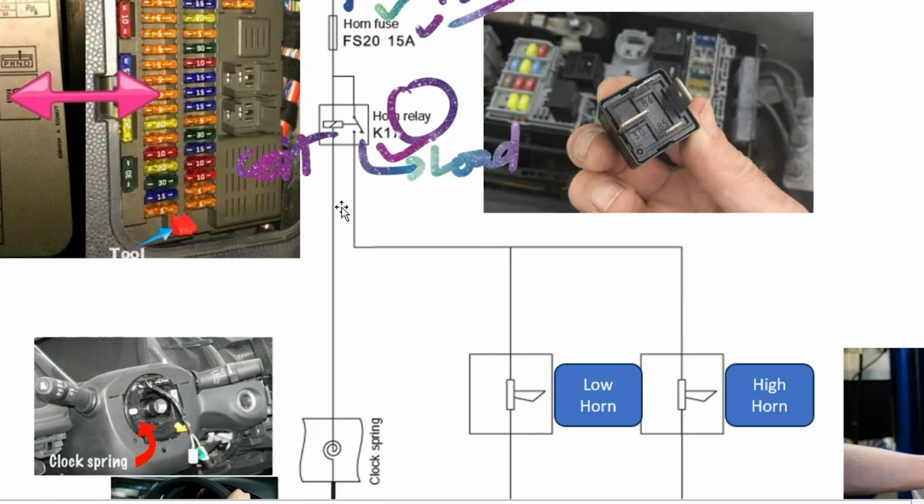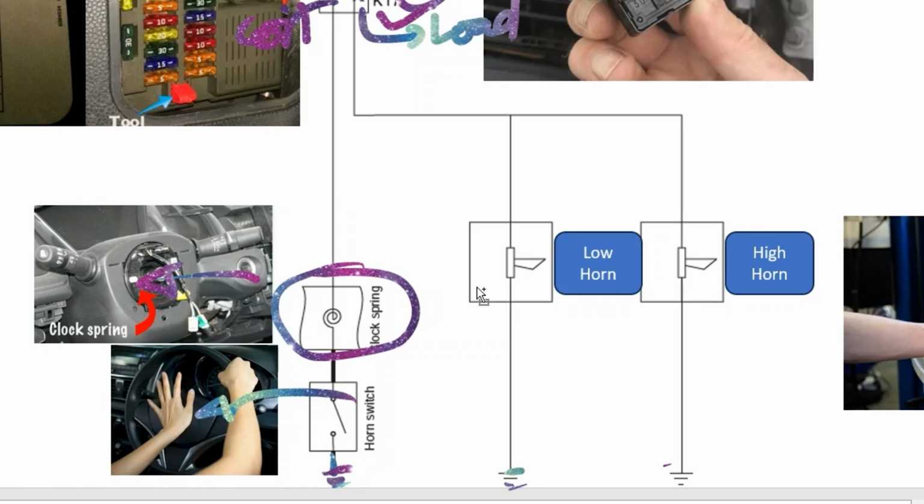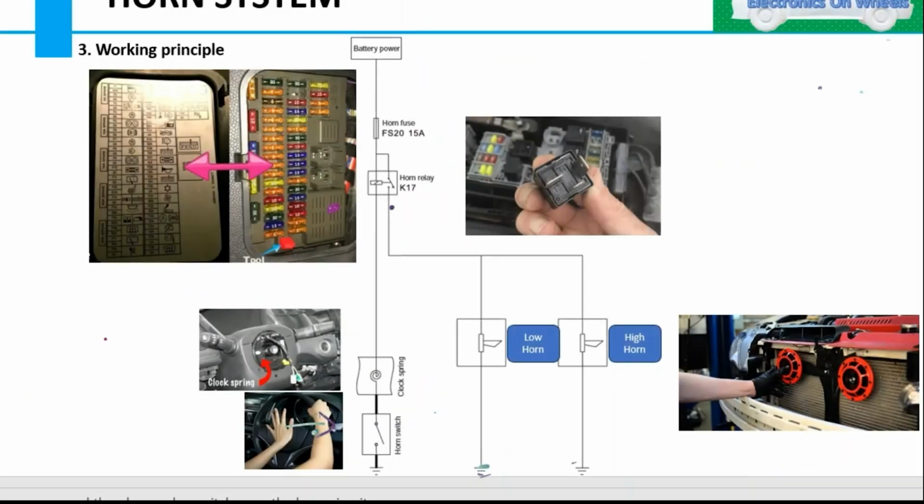The coil side is controlled by the horn switch, which is part of the clock spring. You can see here the clock spring, and inside it is the horn switch. This horn switch is grounded, and the low horn and high horn on this side are also grounded. So what actually happens when you are switching? As per this block diagram, we will see two cases.